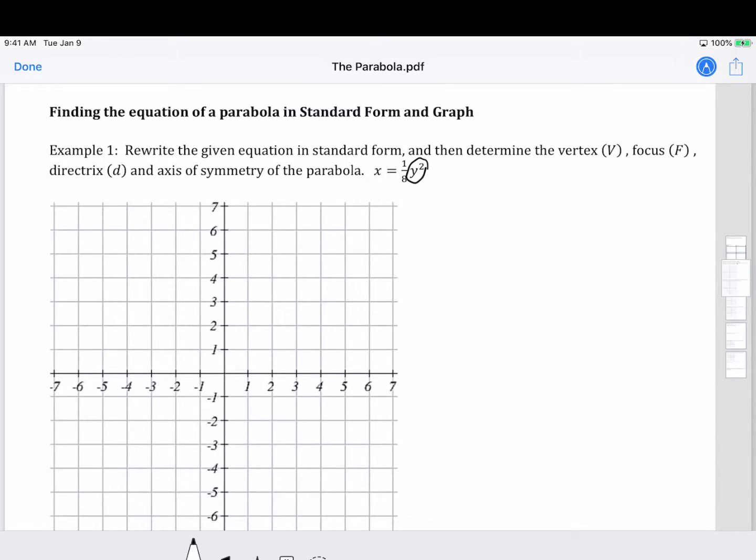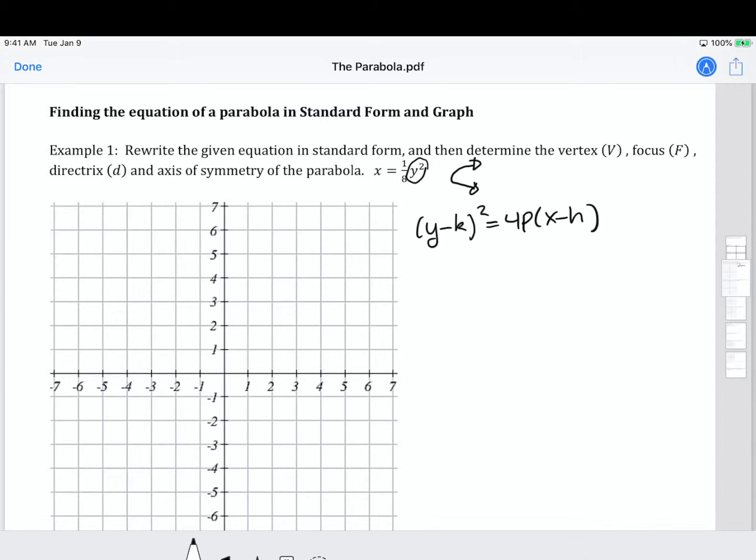Now to determine if it opens right or left, we're looking to see if the value of p is positive. And if your coefficient is positive, then you are going to have it open to the right. So I'm going to just make myself a note here that it's going to open to the right. And if it opens to the right, that means the form of the equation that we're going to put this in is going to be (y - k)^2 = 4p(x - h).